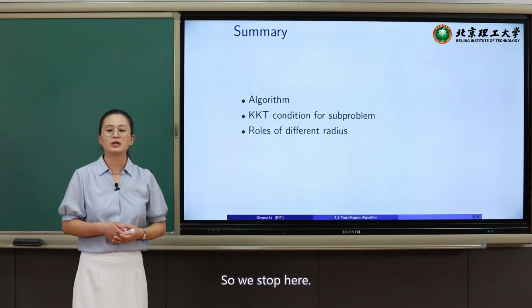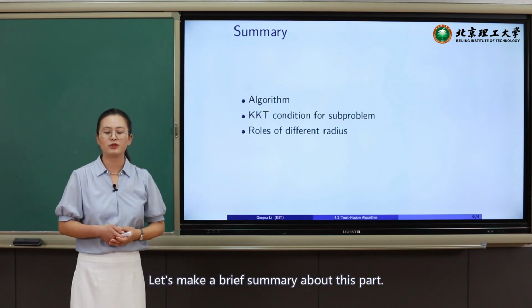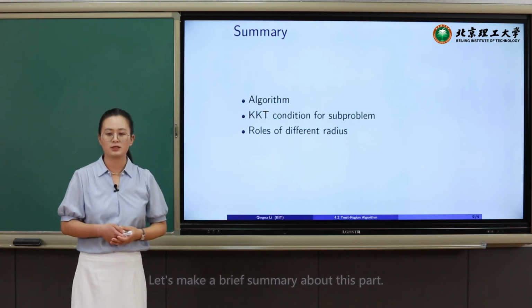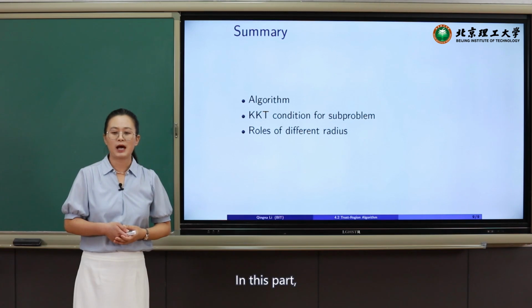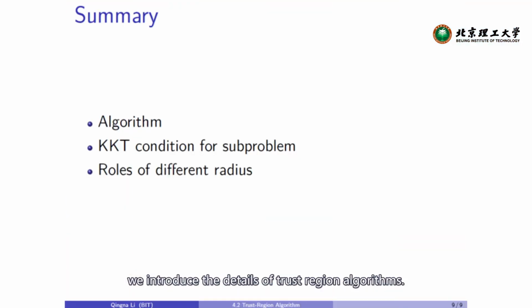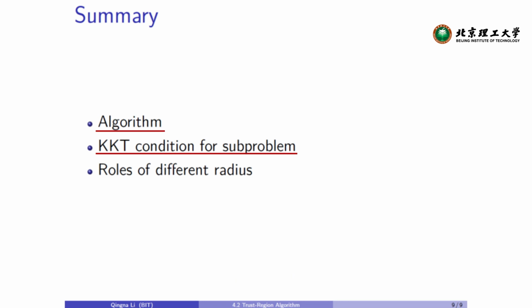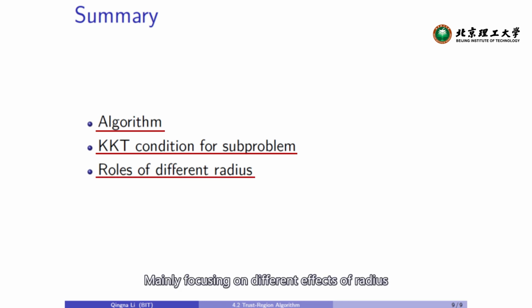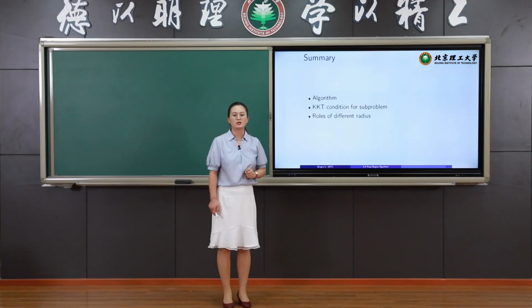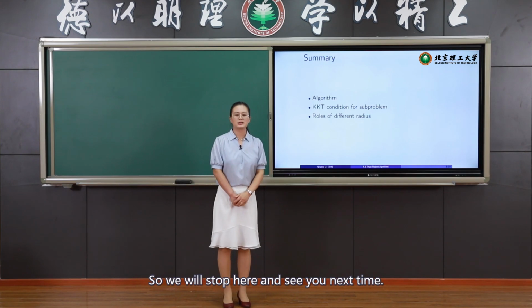Right, so we stop here and let's make a brief summary about this part. In this part, we introduced the details of trust region algorithms, and we mainly discussed a little bit about how to solve the subproblem, mainly focusing on different effects of the radius in the trust region method. So we will stop here and see you next time.